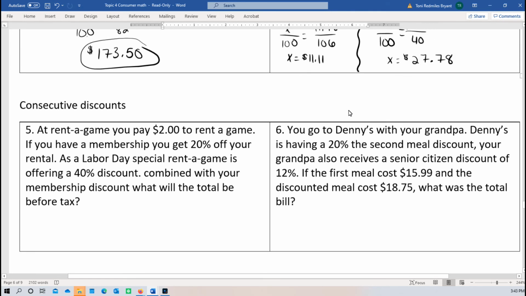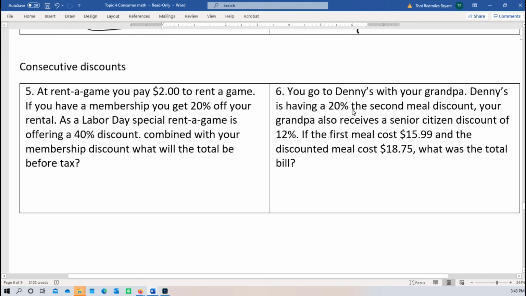Okay, so only two more, not so bad on this one. A Rent-A-Game. At Rent a Game, you pay $2 to rent a game. If you have a membership, you get 20% off your rental. As a Labor Day special, Rent-A-Game is offering a 40% discount combined with your membership discount. What will the total before tax be?